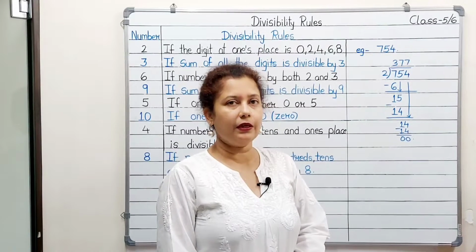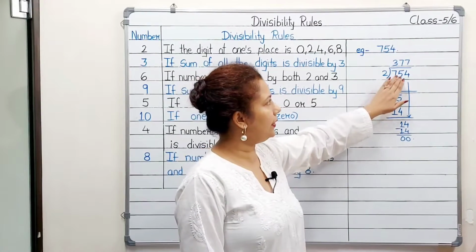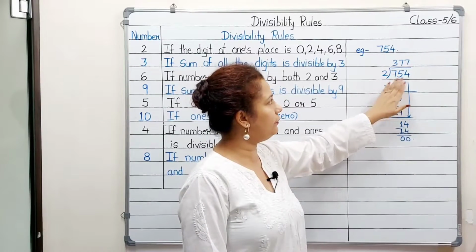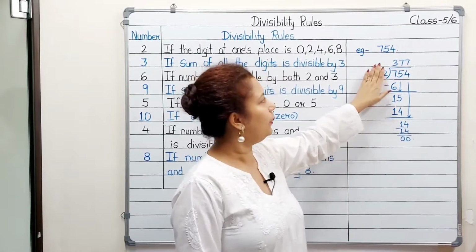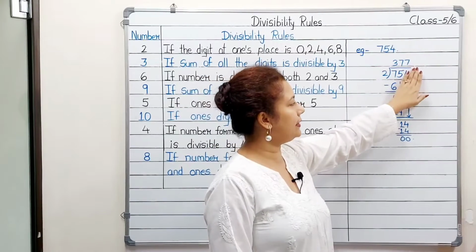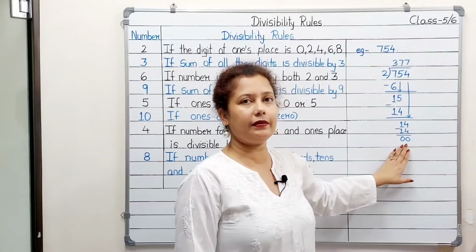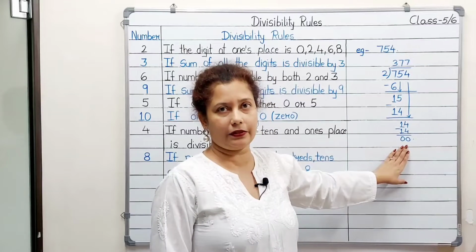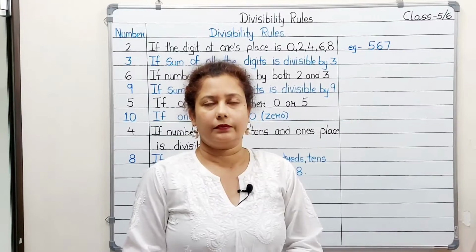To confirm this, we will divide 754 by 2. When we divide 754 by 2, we get the answer 377 and the remainder is 0. That means this number is completely divisible by 2.